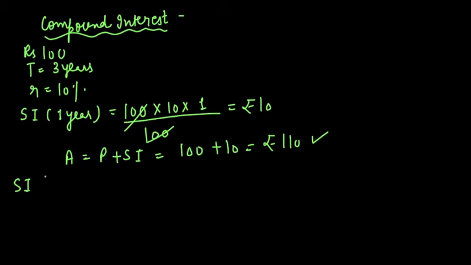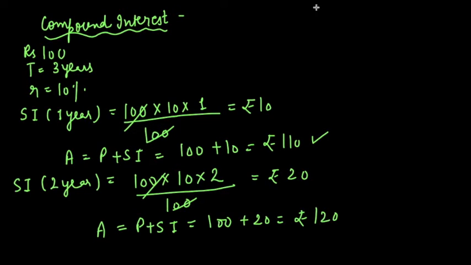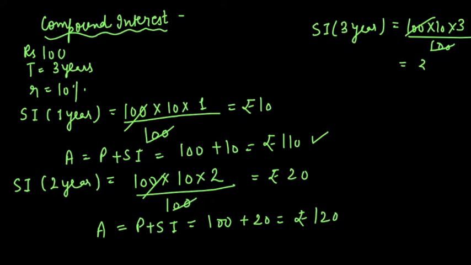Now if I calculate SI for the second year, P is again 100. Rate will be how much? 10. Now T becomes 2 upon 100. Cancel it. It comes out rupees 20. Therefore, amount will be principal plus SI, which means 100 plus 20, which gives you rupees 120. Right? Now, if I want to calculate SI for the third year, it will be how much? 100 into 10 into 3 upon 100. Cancel it. 30. So amount will be how much? 100 plus 30, it means rupees 130.